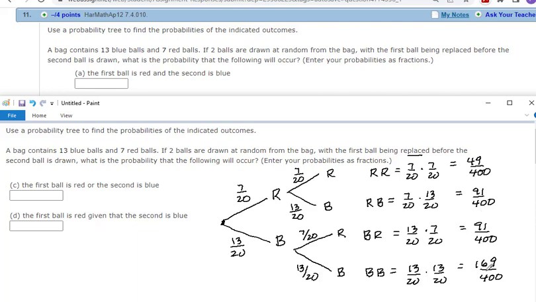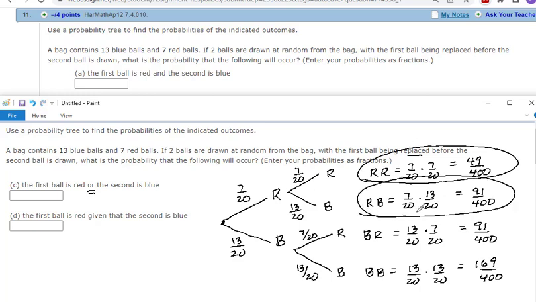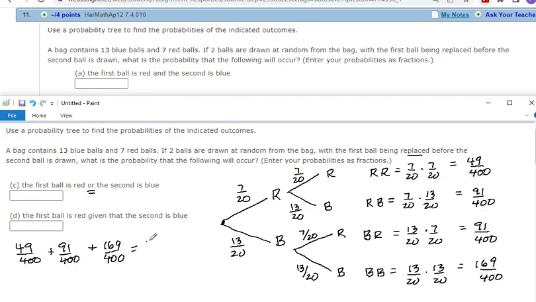with their corresponding probabilities. What's the probability the first ball is red or the second ball is blue? So a success is either a red ball first, those two, or the second ball is blue, this one. Those 3 probabilities added together makes 309 out of 400.